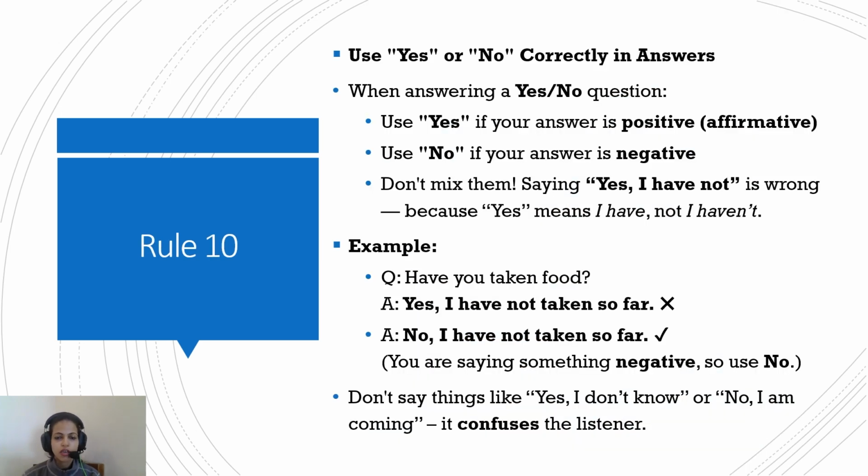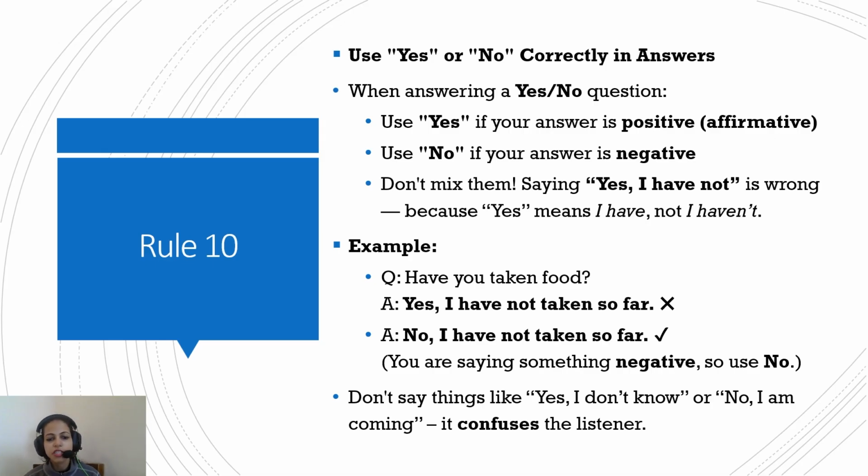Now, rule 10. It sounds very simple, but it's the trickiest one, because in spoken English we do make this mistake. You use yes or no: if you are using yes, use it for the positive, and use no for the negative. You should not mix them. You should not say, yes, I have not. That's wrong. Yes, I have, or no, I haven't. That's the way to go.